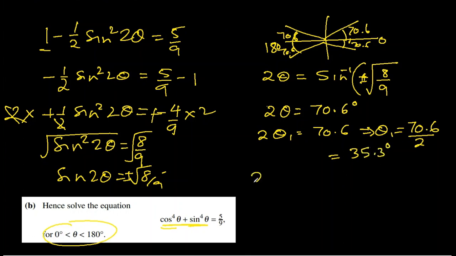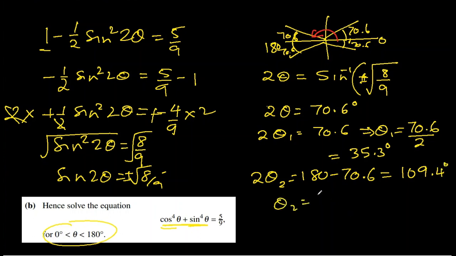Second angle, 2 theta 2 will be, let me show you in a different color, from here till here. This angle will be the theta 2. So that will be 180 minus 70.6, which is 109.4 degrees. So theta 2 will be 109.4 divided by 2, which is 54.7 degrees.